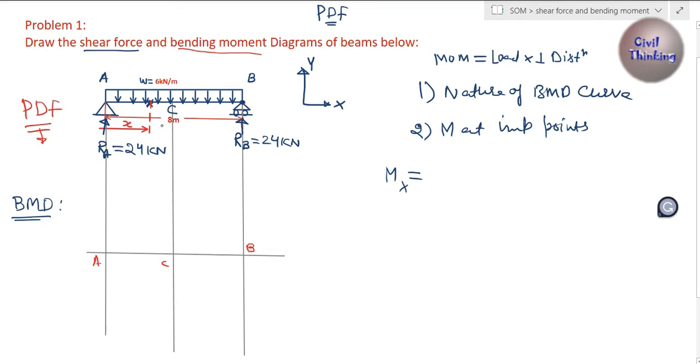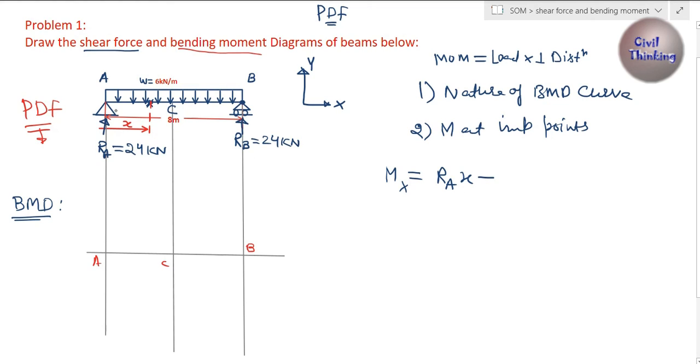Now let's find the moment at x due to Ra. Ra is 24, and at x, Ra will induce a clockwise moment, so it is going to be positive. So it is going to be Ra x. Now the load down here induces an anticlockwise moment, so let's denote it with negative. So I'm going to write negative here.